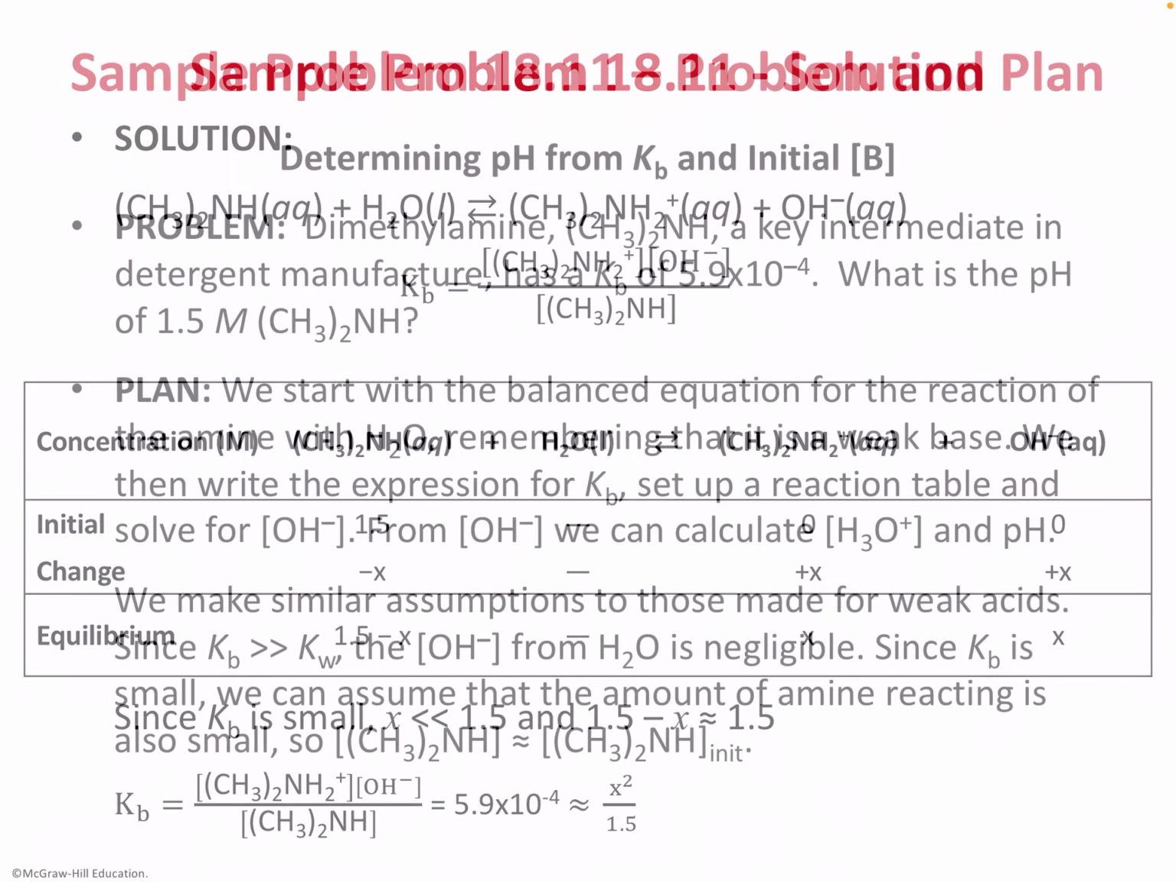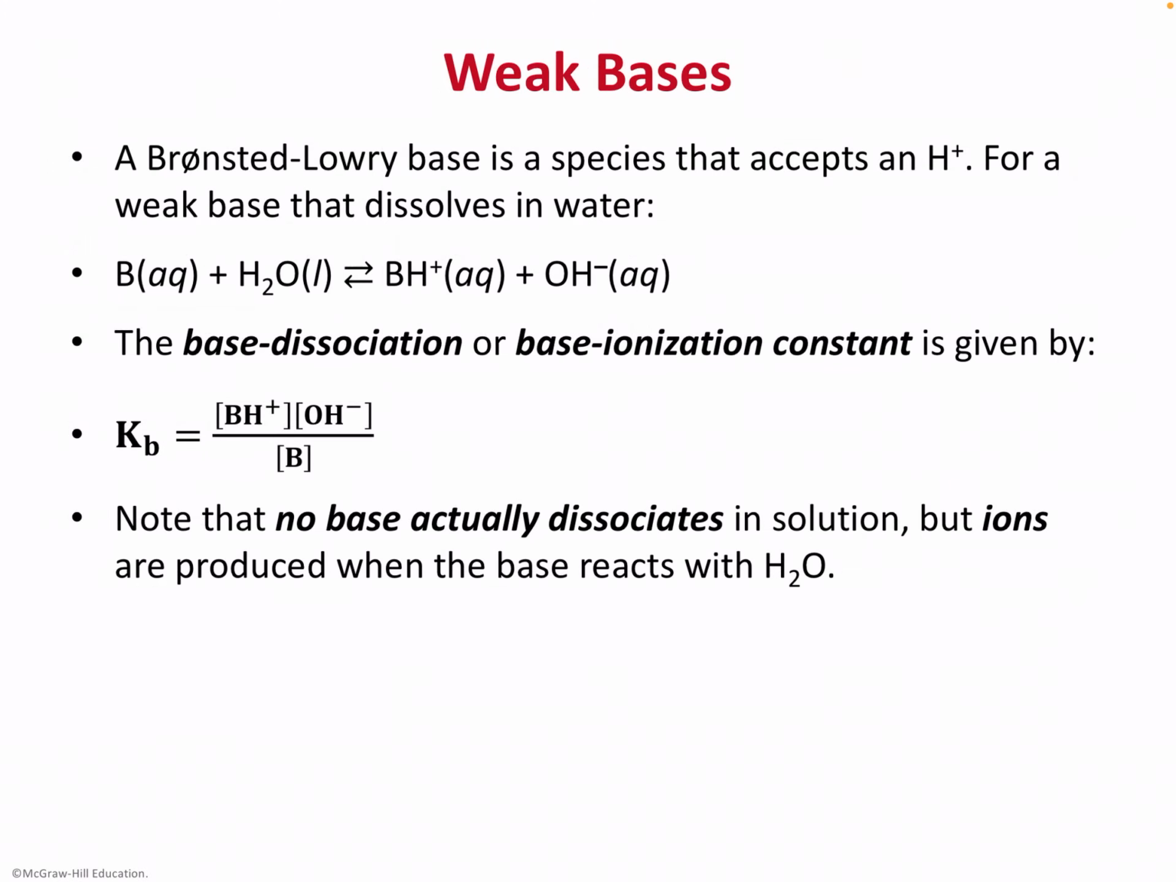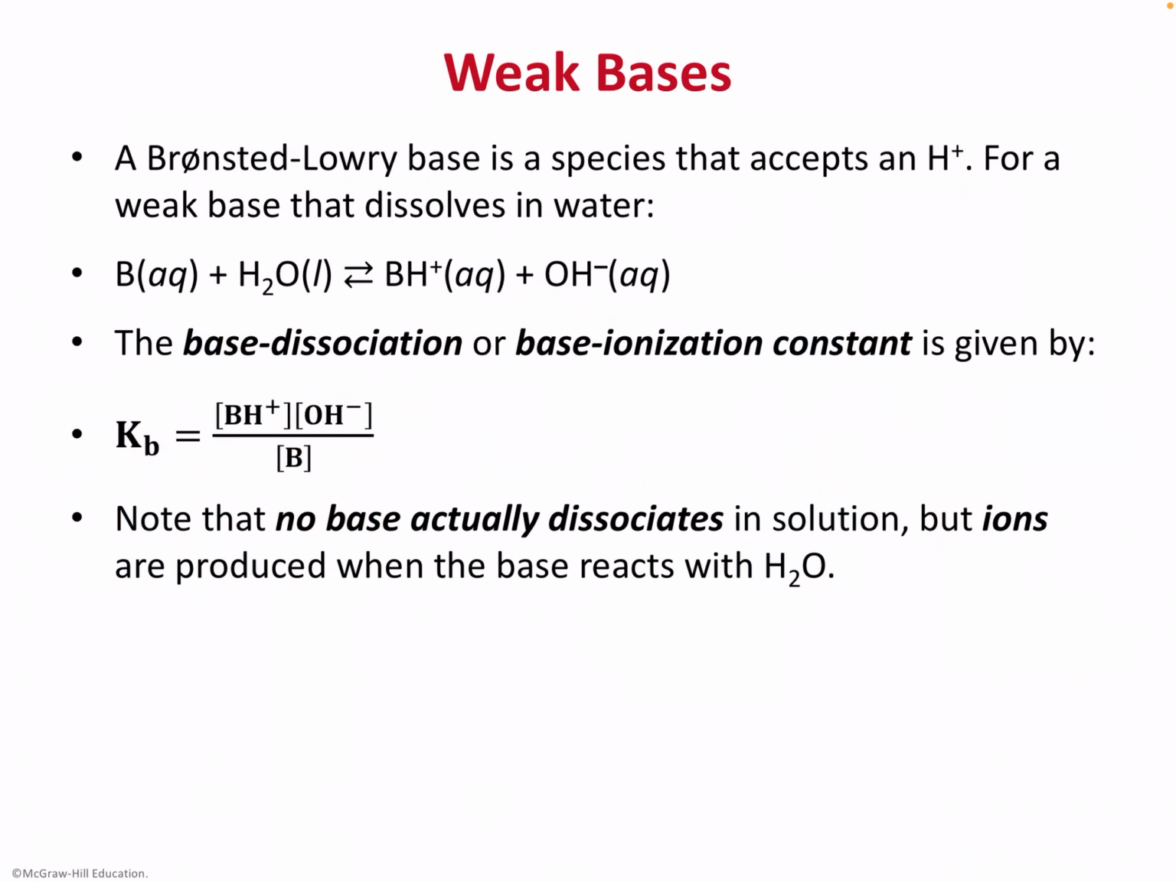Okay, let's see the weak bases. I think we can cover that in this session too. Weak bases. So far we talked about weak acids. So what about the weak bases? Let's talk a little bit about the weak bases. A Bronsted-Lowry base. Remember what a Bronsted-Lowry base is? It is a species that accepts a proton.